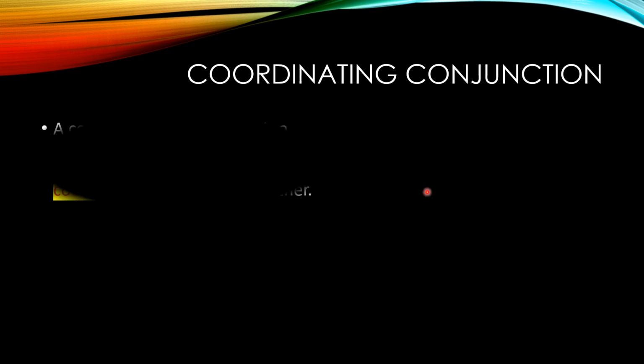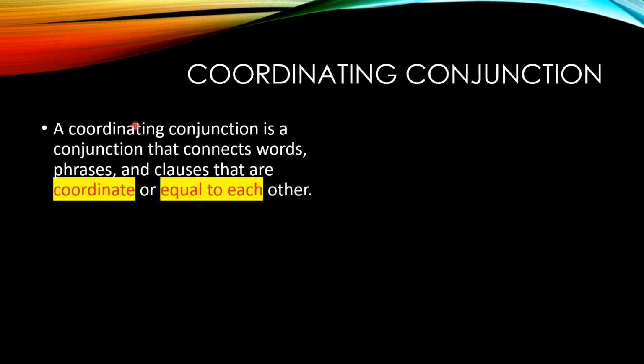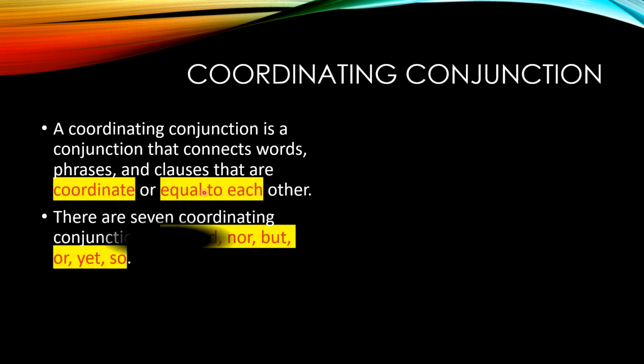Now, what is a coordinating conjunction? As the definition itself says, it coordinates. This kind of conjunction connects words, phrases, and clauses that are coordinate or equal to each other. So, whenever we have equal words or equal phrases or clauses, then we use these coordinating conjunctions like for, and, nor, but, or, yet, and so.